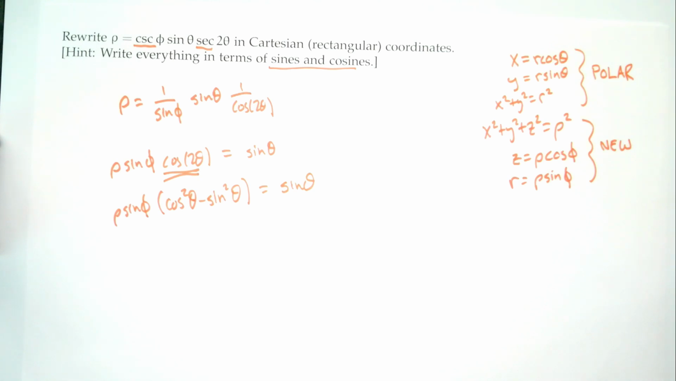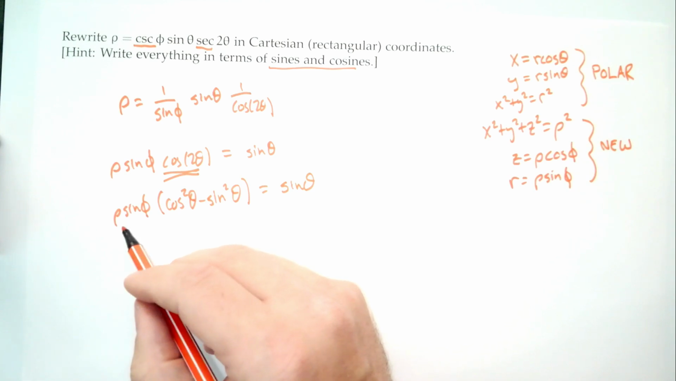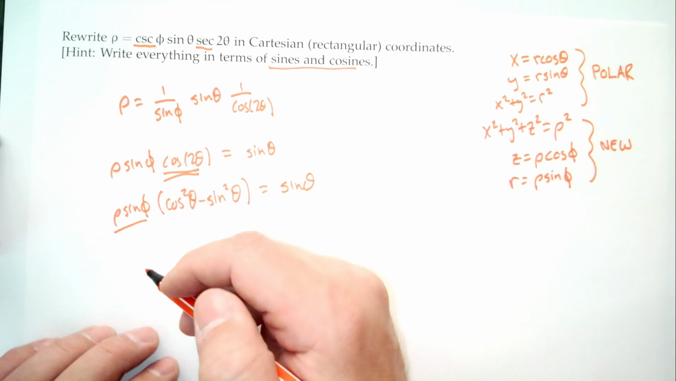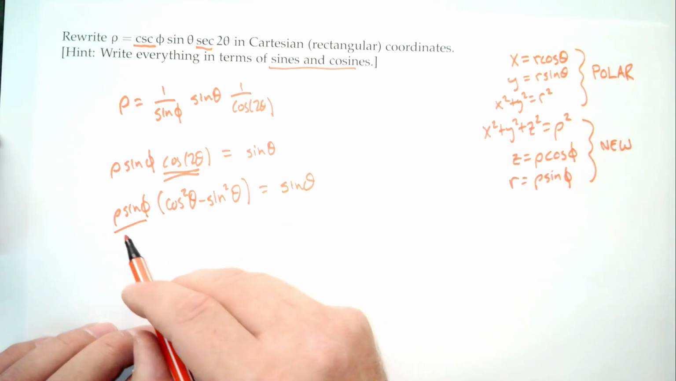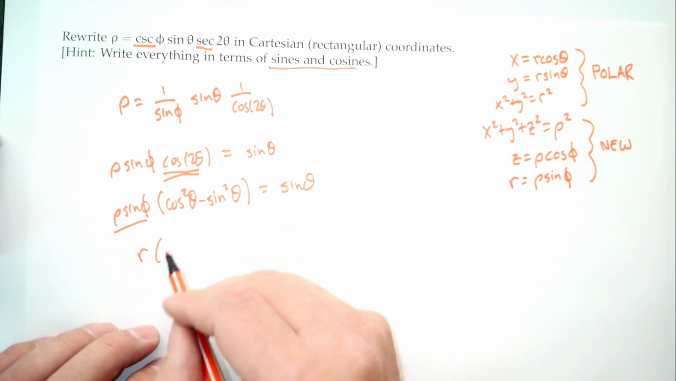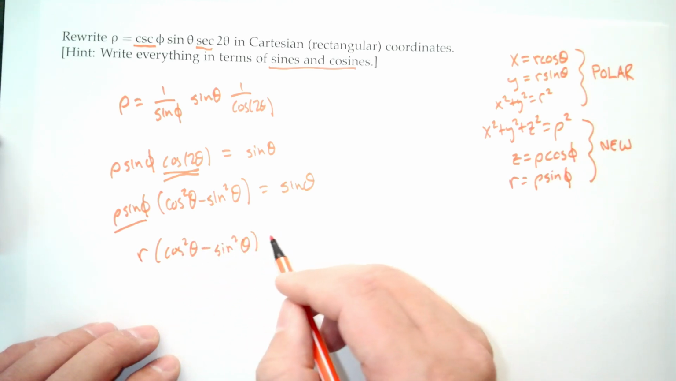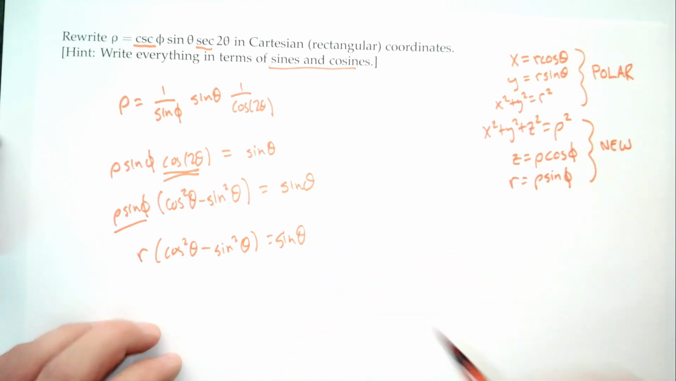And now we start thinking to ourselves, all right, well, what happens here? Well, we have this rho sine phi. What's another way to say rho sine phi? R. Yes. So r times cosine squared theta minus sine squared theta equals sine theta. And hey, fun bonus, we've just put this into cylindrical coordinates. Too bad the problem didn't ask us to do that, or we'd already be done. But that's okay. And now we're like, cool.